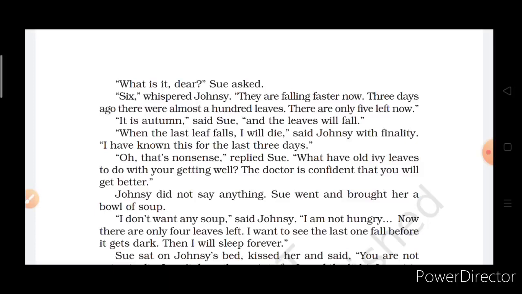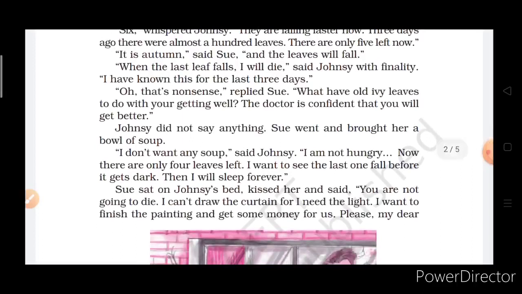"Oh, that is nonsense," replied Sue. "What have old ivy leaves to do with your getting well? The doctor is confident that you will get better." Sue tells her, "Oh, what's this nonsense? What does the old ivy creeper have to do with your getting well? The doctor is confident that you will get well." Johnsy did not say anything.